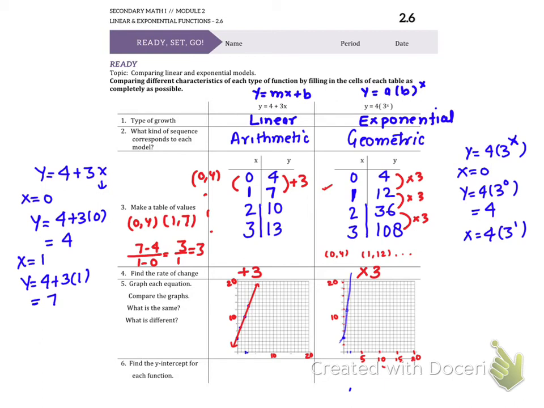So the next thing here: find the y-intercept for each function. For that, basically we have to look where it is touching the y-axis. For the first graph, it is touching at 4. The second one, it's also touching at 4. For both, the y-intercepts are 4. Alright, so let's move to our next part.